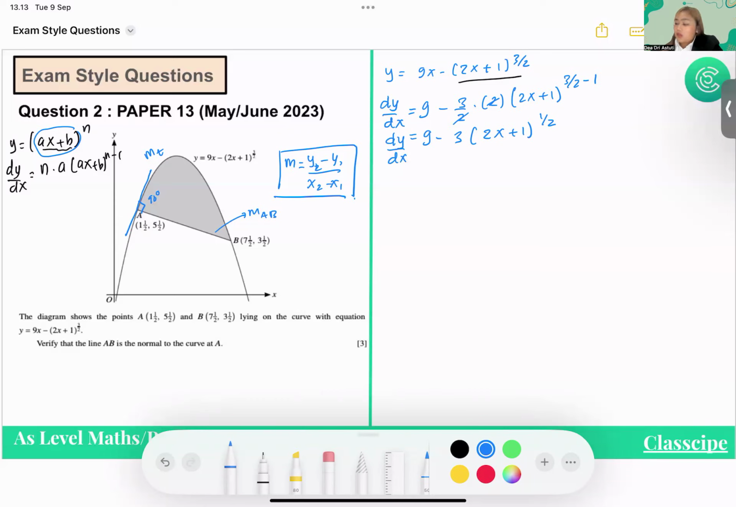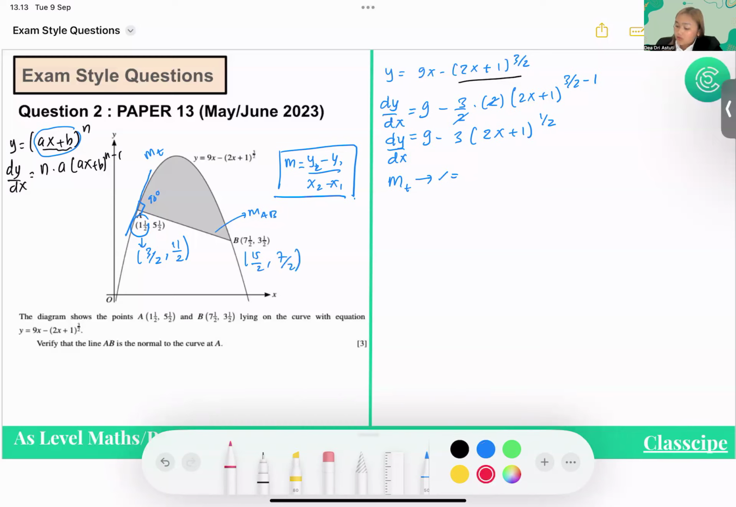Remember how to find the gradient m? Let's say mT. We substitute the x at point A. I think it's easier for me to change everything into normal fractions, so A is (3 over 2, 11 over 2). We are going to use this later as well. So P is (15 over 2, 7 over 2).